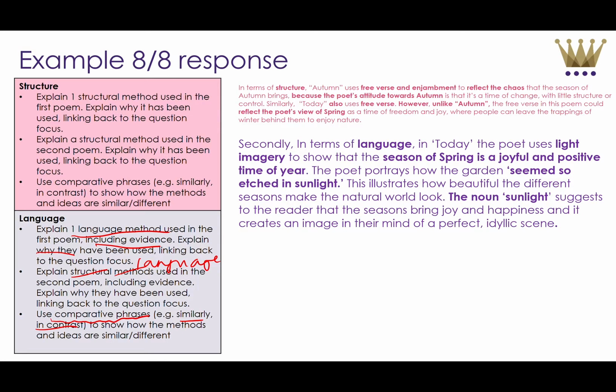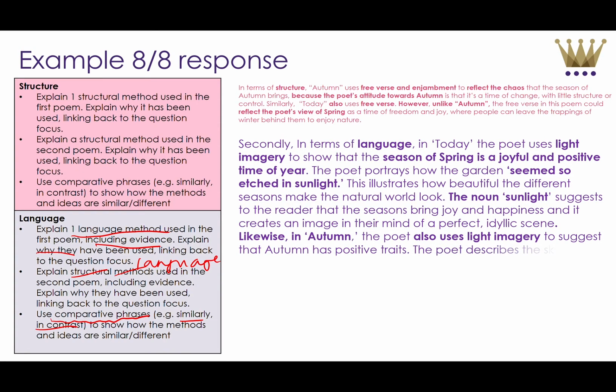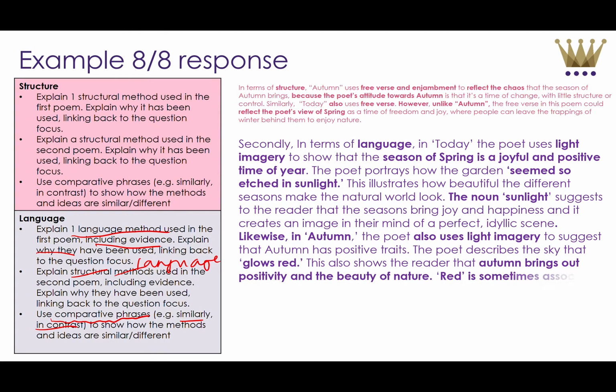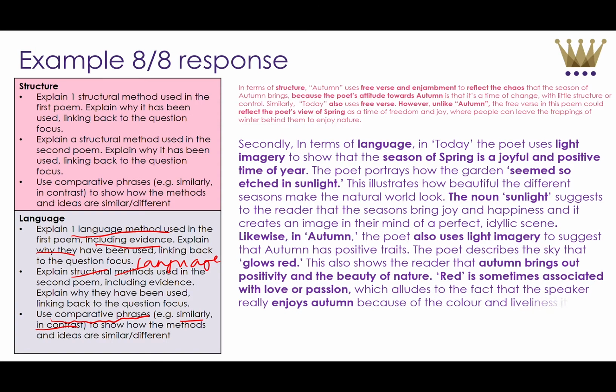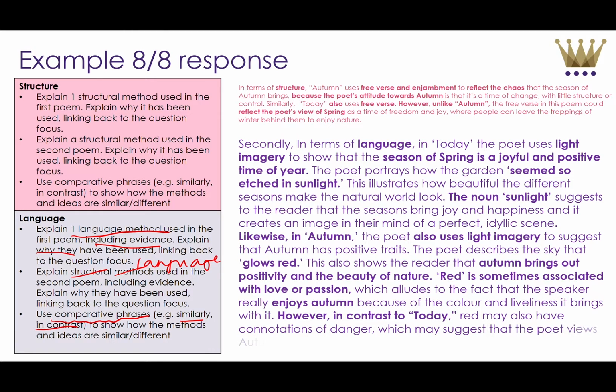Second poem, here we go. Likewise, in Autumn, the poet also uses light imagery to suggest that autumn has positive traits. The poet describes a sky that glows red. This also shows the reader that autumn brings out positivity and the beauty of nature. Red is sometimes associated with love or passion, which alludes to the fact that the speaker really enjoys autumn because of the colour and liveliness it brings with it. However, in contrast to Today, red may also have connotations of danger, which may suggest that the poet views autumn as a time of danger and chaos as well as beauty. So even though I've picked out a similarity, I'm trying to pick out a different kind of effect.